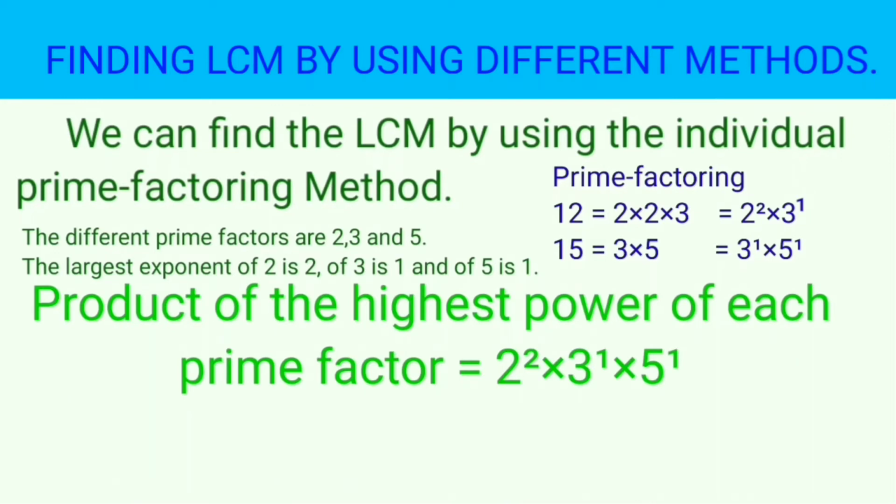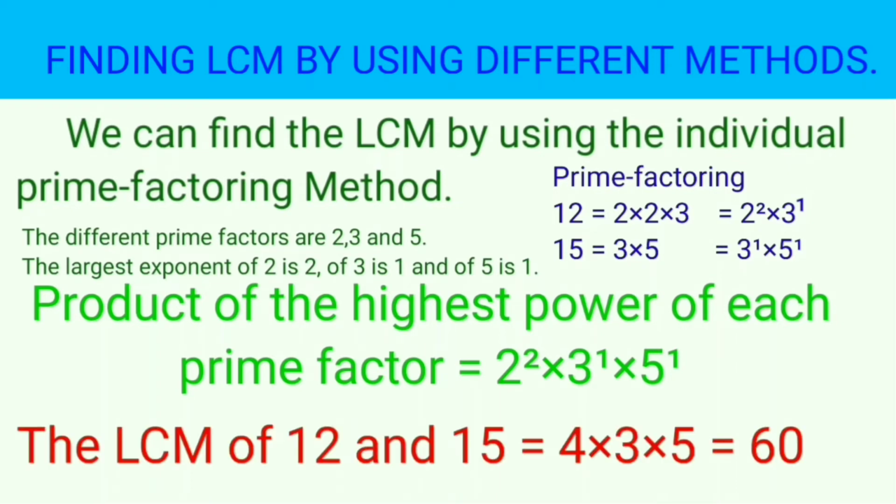Product of the highest power of each prime factor is equal to 2 square into 3 to the power 1 into 5 to the power of 1. 2 square is 4, 3 to the power of 1 is 3, 5 to the power of 1 is 5. The LCM of 12 and 15 is equal to 4 into 3 into 5 is equal to 60.